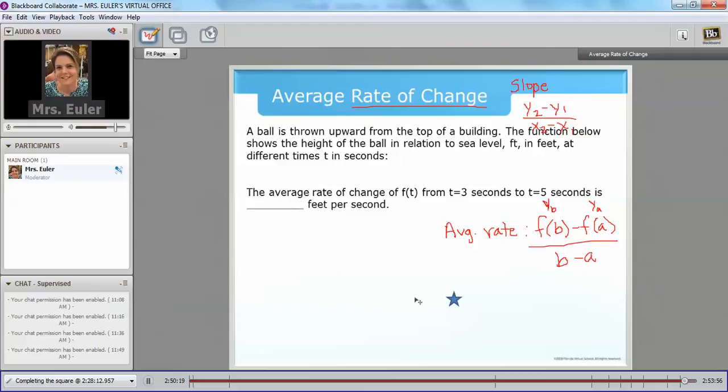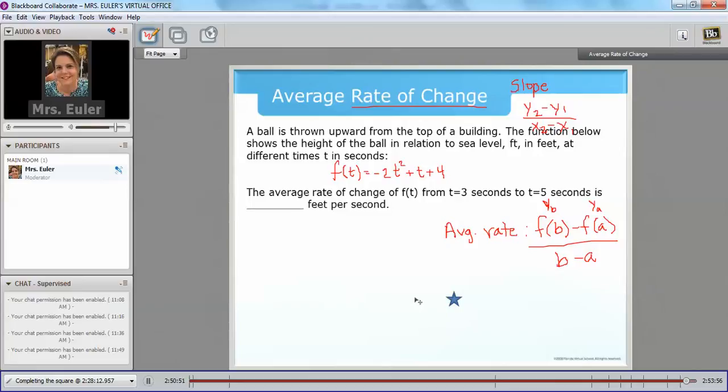Alright, so they don't give us a function in this one, simply because I forgot to write it in there. So let me give us a function. Let's say we have f of t equals, make this pretty simple, we'll say negative 2t squared plus t plus 4. Again, this is all made up, but I want you to see the process.